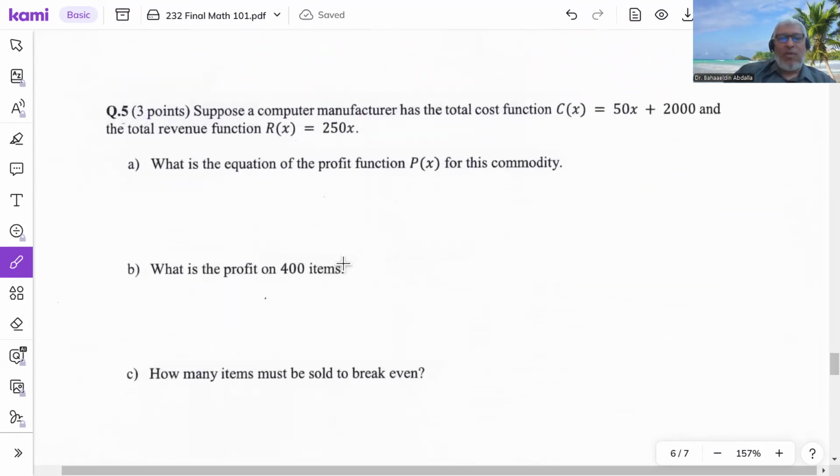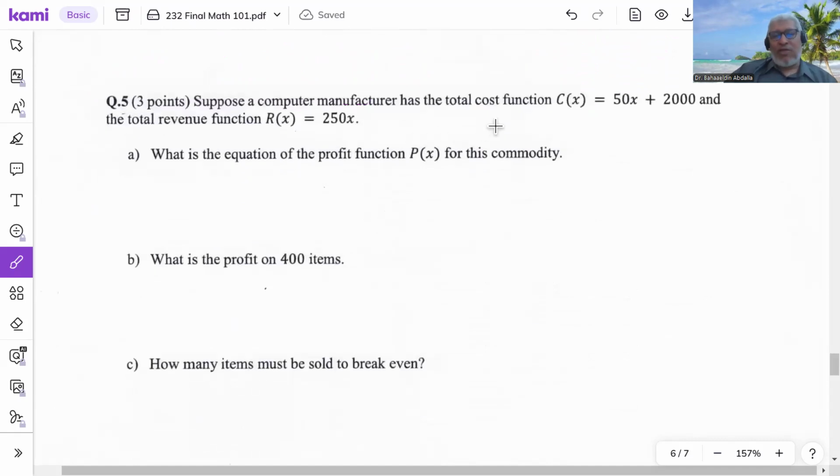Suppose a computer manufacturer has the total cost function, the revenue function. What is the equation of the profit? Well, the profit is the revenue minus the cost.